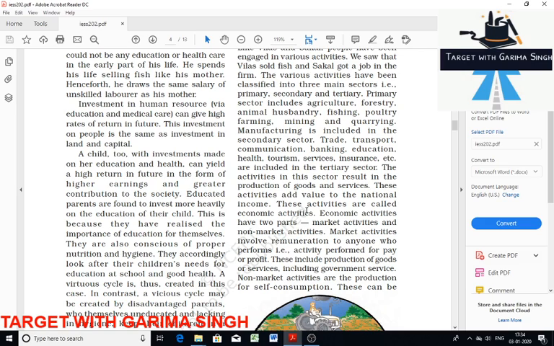Basically, you can classify economic activity into three forms: primary, secondary and tertiary. The primary sector includes activities like agriculture, forestry, animal husbandry, fishing, poultry farming and mining. In this sector goods are produced by exploiting nature. Then the secondary sector, that is the manufacturing sector, is a part of economic activity. Here raw material is converted into finished goods. Then comes the tertiary sector. It is also called the service sector because it provides various types of services like transport, education, banking, health, insurance, tourism and many more.